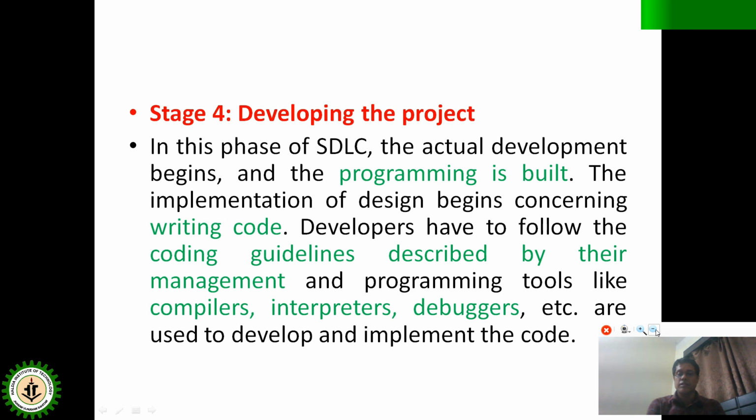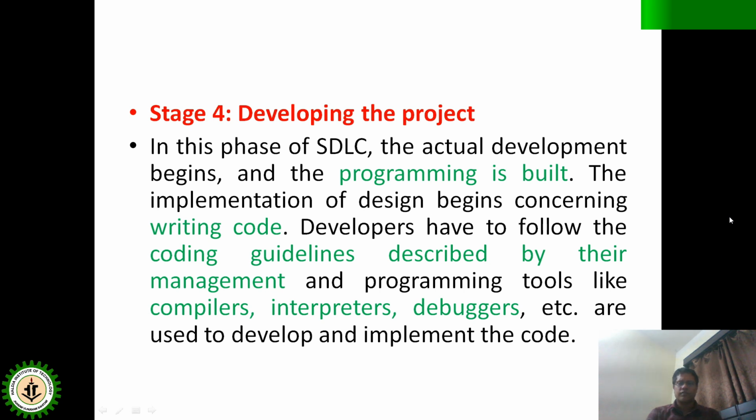Next comes developing the project. This is the most important phase of any kind of SDLC. Here, mainly coding is done, writing the codes. And how will the software developers write the code? They will write the codes by following some guidelines prescribed by the management and also their project manager. The project manager will guide them on what to do and how to do it. The developers will use some compilers, maybe interpreters or some debuggers also.